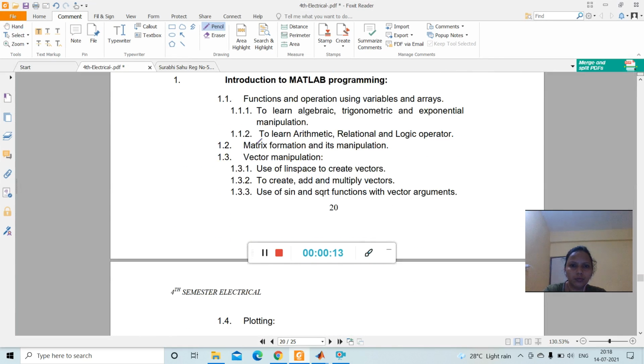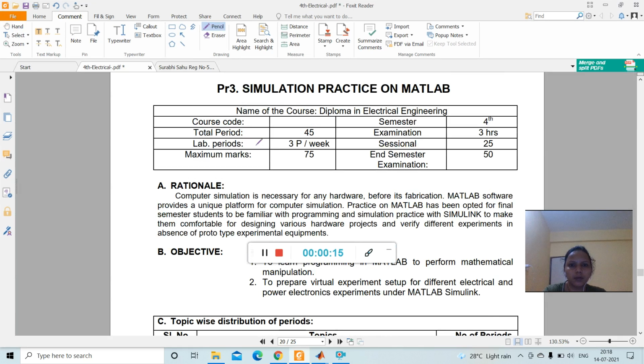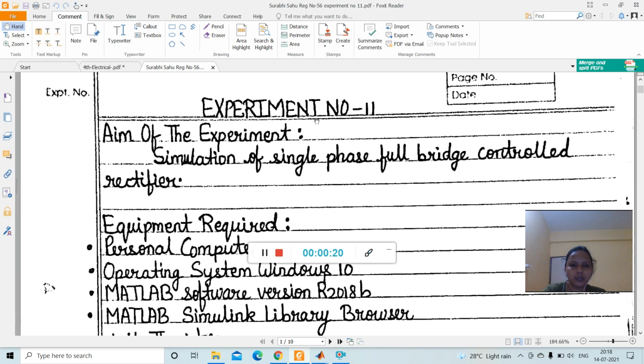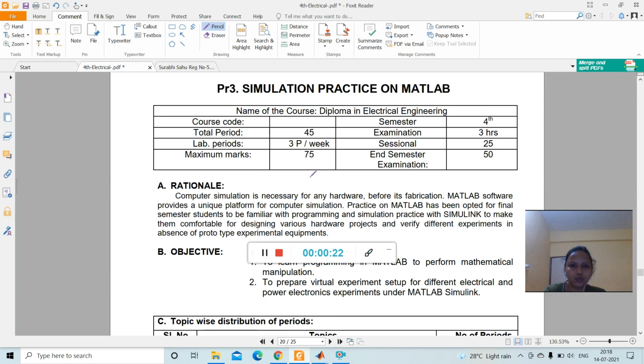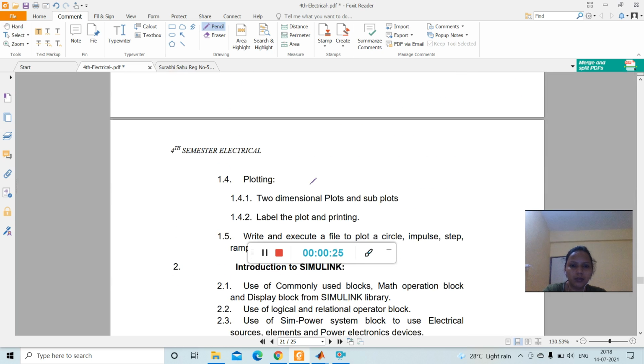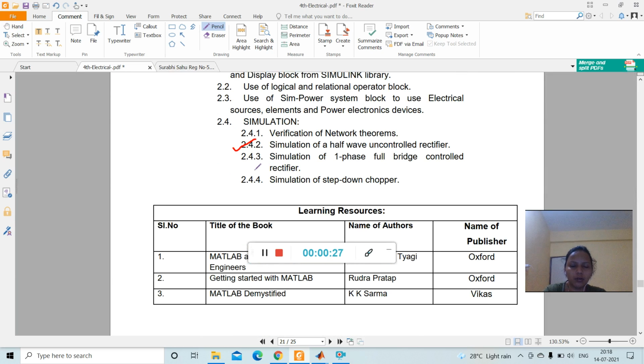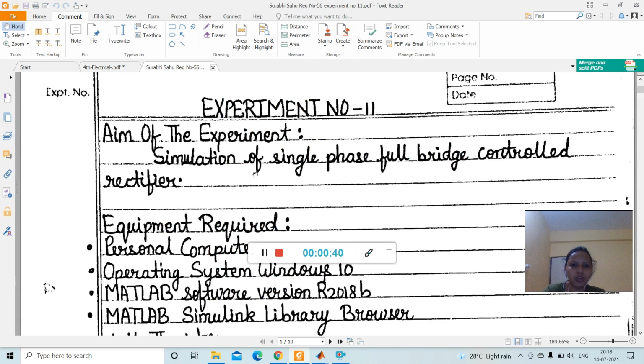So your lab is the simulation practice on MATLAB. So for today we will discuss experiment number 11. For experiment number 11 you have to do an experiment on, or simulation of, a single phase full bridge controlled rectifier. Okay, single phase full bridge controlled rectifier. So today we will study the simulation of single phase full bridge controlled rectifier. Clear?